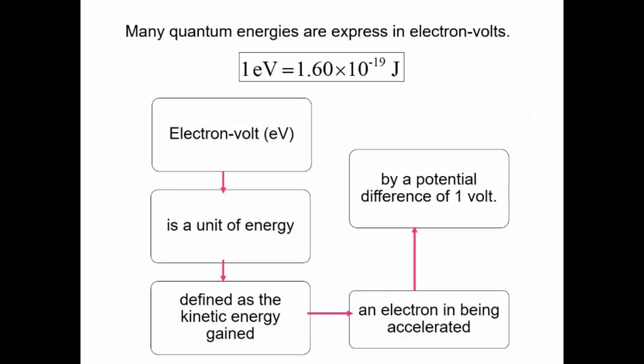For the past few chapters, we expressed the unit of energy in joules, but in this chapter, it is convenient to express many quantum energies in electron volts, or eV. The electron volt is a unit of energy that can be defined as the kinetic energy gained by an electron in being accelerated by a potential difference of 1 volt.